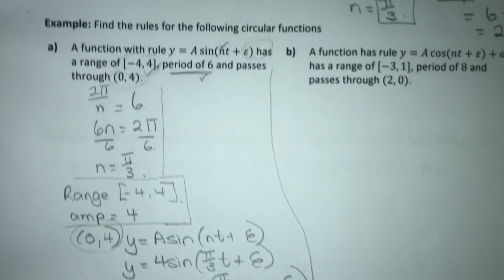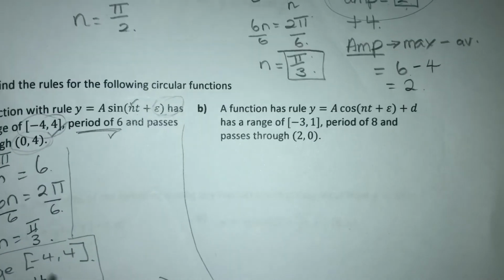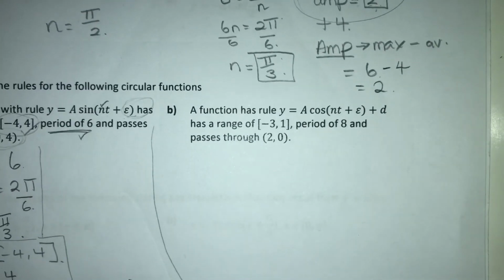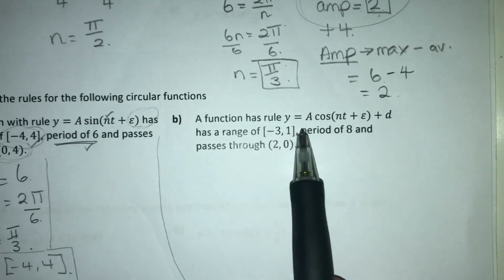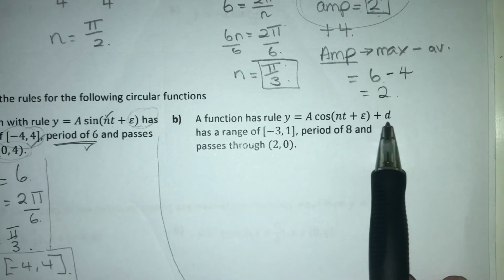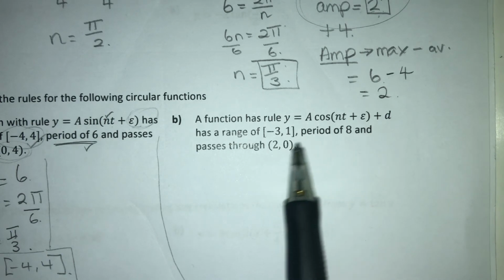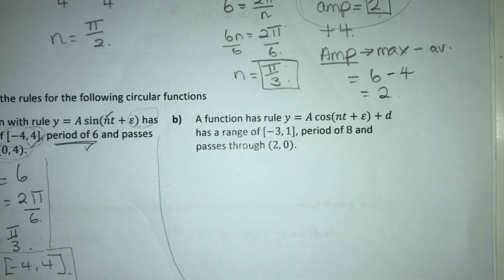All right, last one. So a function has a rule. Let me just move my camera so I've got more room. Okay, function has a rule, a different rule because it's got something happening on the end this time. It has a range, a period, and a value that it passes through.